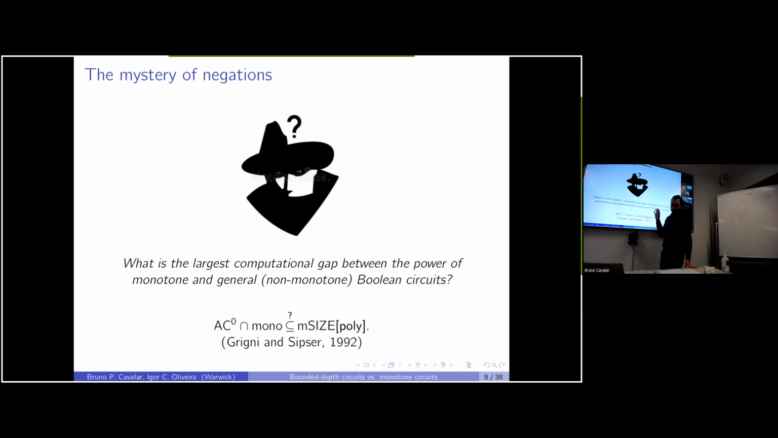Let me say that in the algebraic world, it has recently been shown that such a simulation is impossible. So in the algebraic world, I mean algebraic circuits computing polynomials, right? But we don't know the answer yet for the Boolean world.